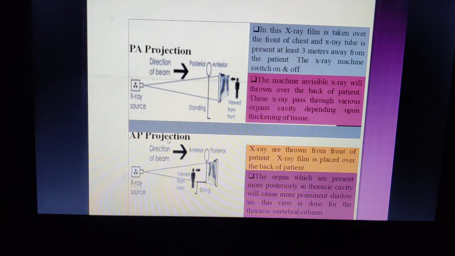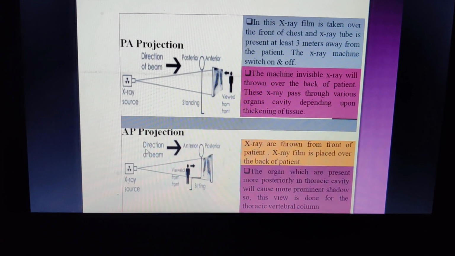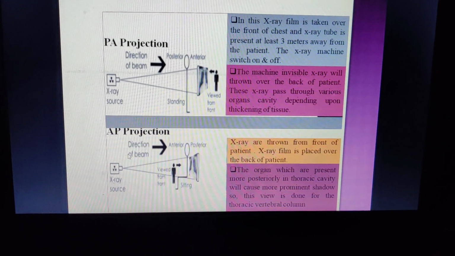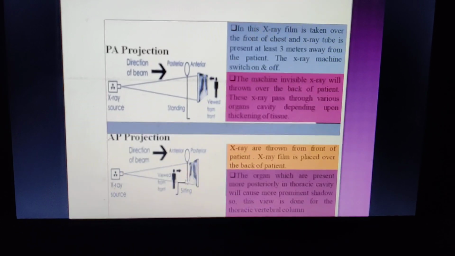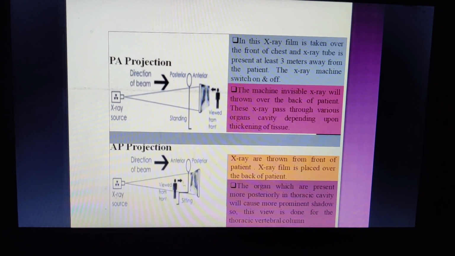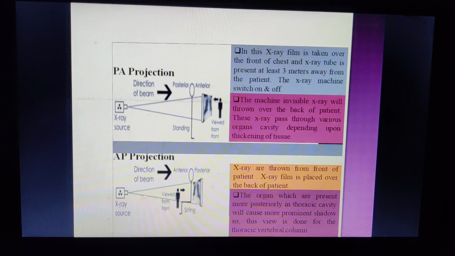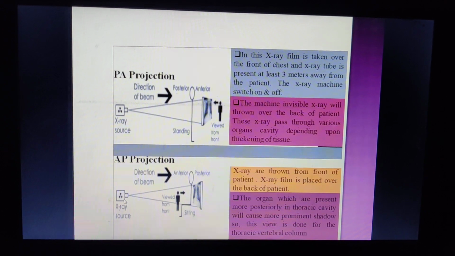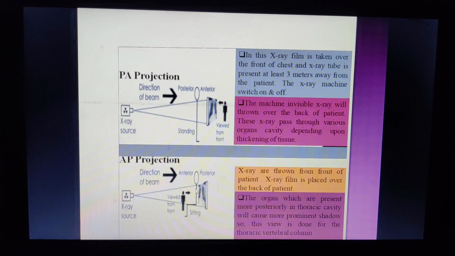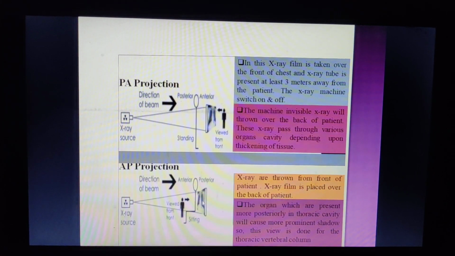And the second picture indicates the AP projection. As its name suggests, it is the anterior posterior view, in which the patient is in a sitting position, the face is toward the X-ray machine and the back is facing the X-ray film, just opposite to the PA view. In this case, the X-ray beam will be thrown over the front of the patient and pass through, and the image will be formed over the X-ray film.